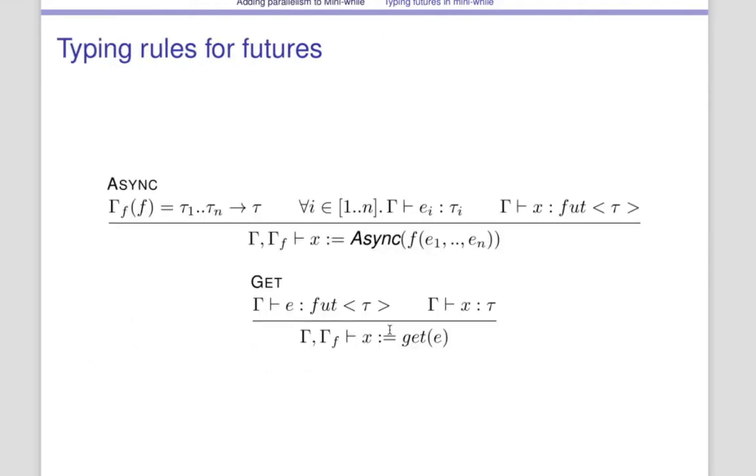Okay, so now we can type the two constructs for futures, which is, remember, asynchronous function calls and get. So what an asynchronous function call does is it does exactly like a function call, but it does it in another task, and it doesn't just return the return value, it returns a future that will contain the return value. So that's what we will do here.